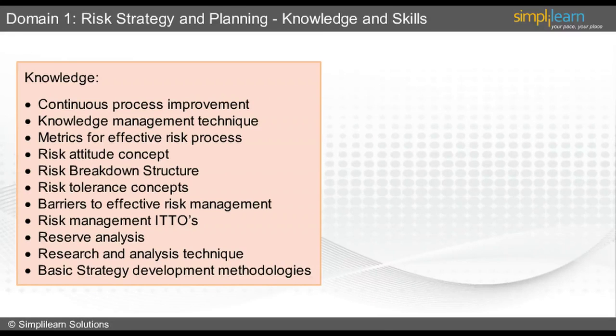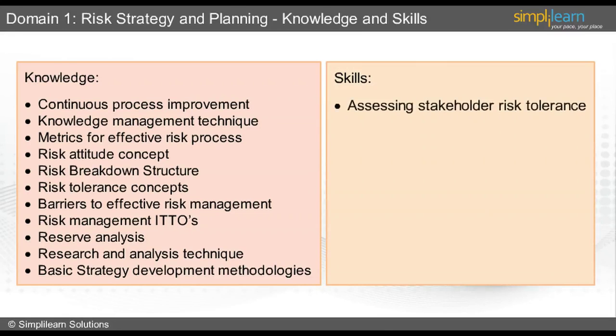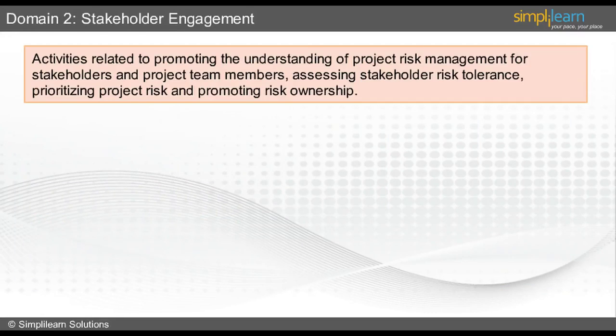In the next slide, we will understand the next domain called Stakeholder Engagement. This domain defines activities related to promoting the understanding of project risk management for stakeholders and project team members, assessing stakeholder risk tolerance, prioritizing project risk, and promoting risk ownership. To achieve this, the project manager should perform 9 tasks. We will look into each of the high-level tasks.